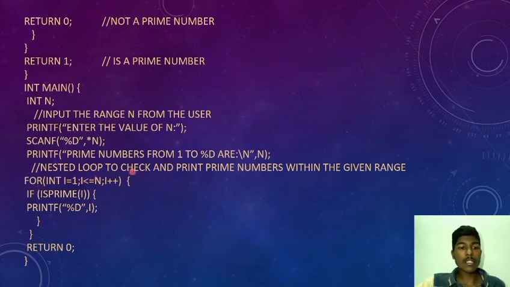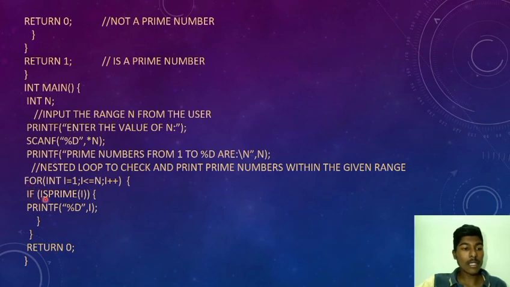Nested loop to check and print prime numbers within the given range. This is the condition for the program. Next, for int i is equal to 1, i is less than or equal to n, i plus plus. i plus plus increments the values. If i is 1, then it increments by plus 1. i is equal to 2, 3, 4, and so on.